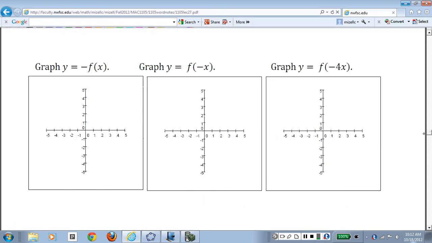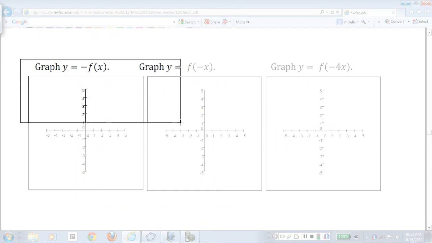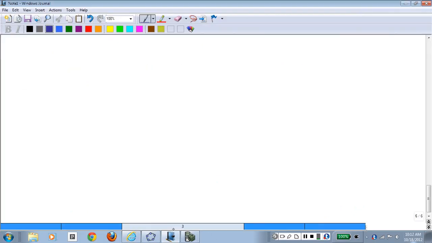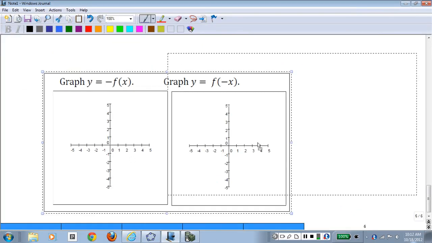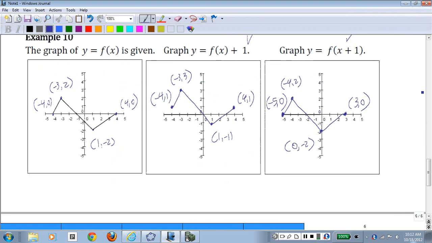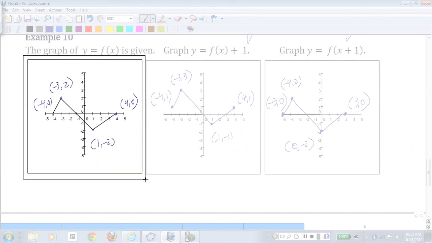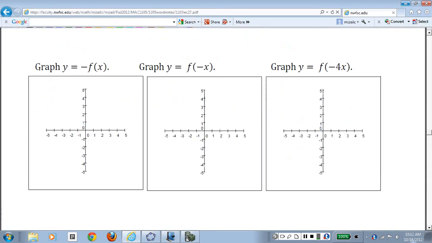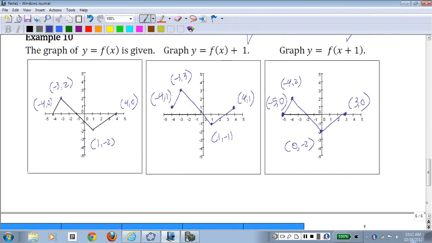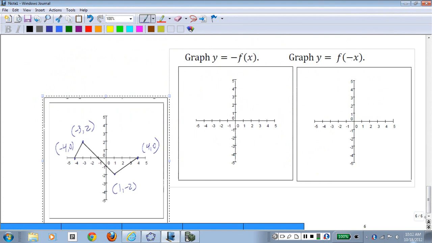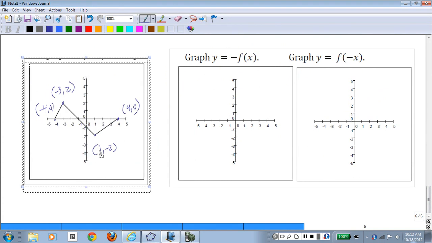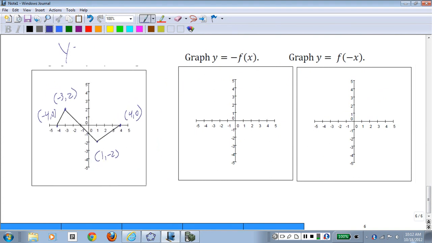The next couple are reflections. So what I want to do is paste these right here, but we really need the original graph as a frame of reference. So I'll go with this edited version of y equals f of x. Put it right there. This is what we started with, y equals f of x.